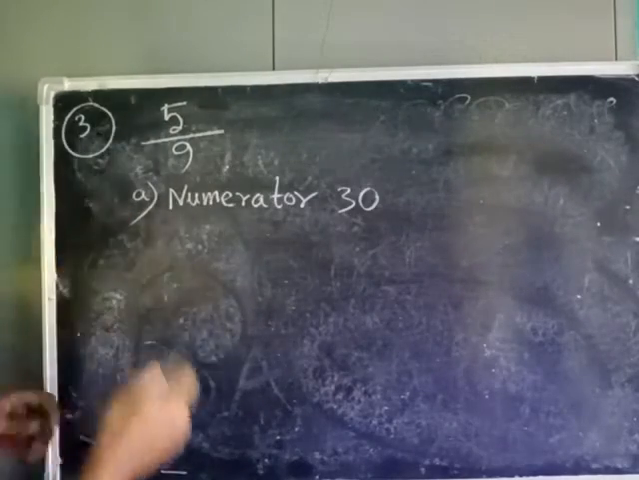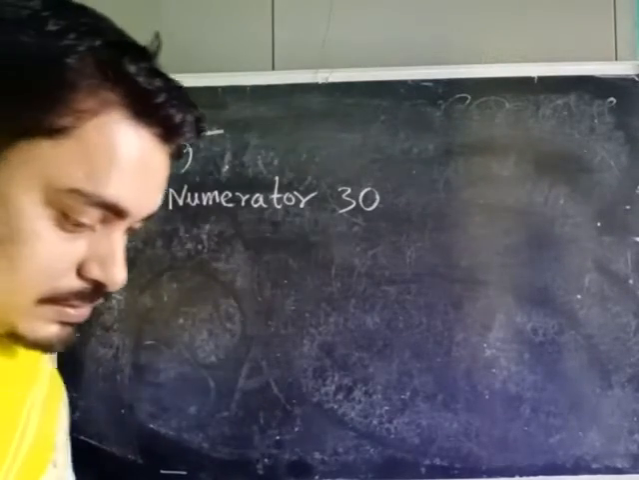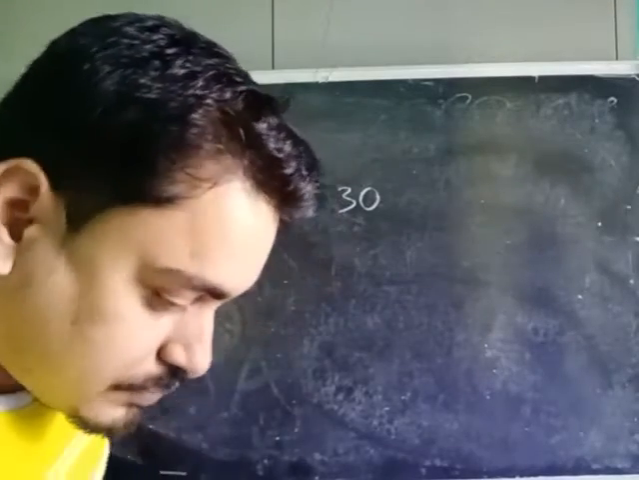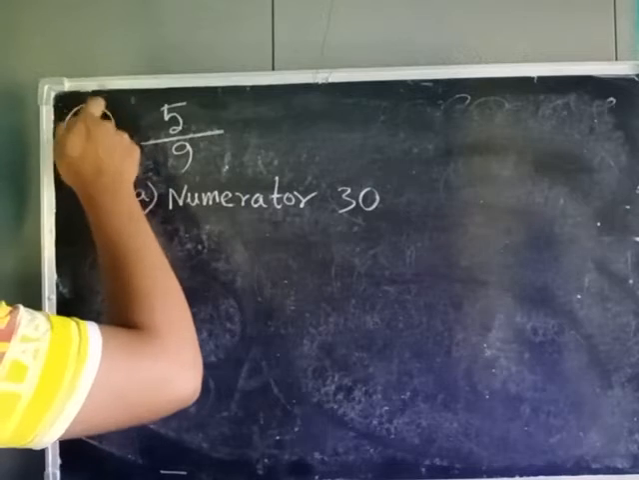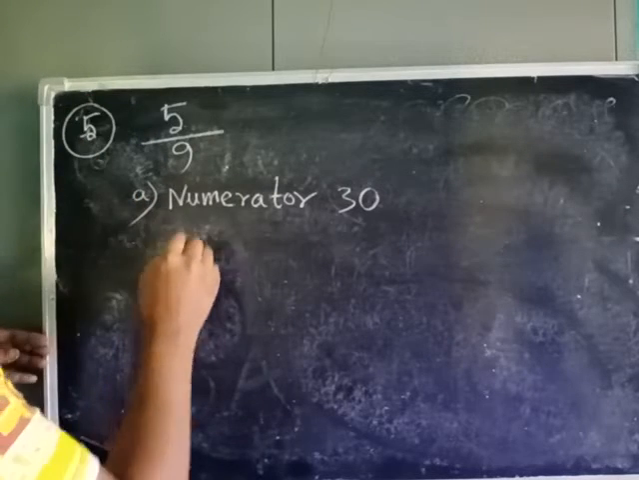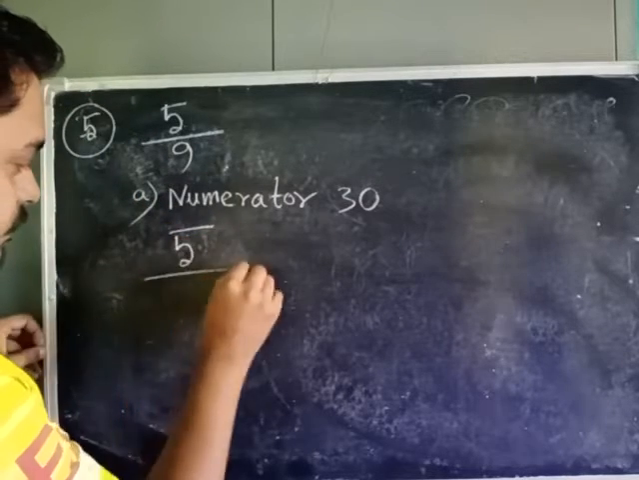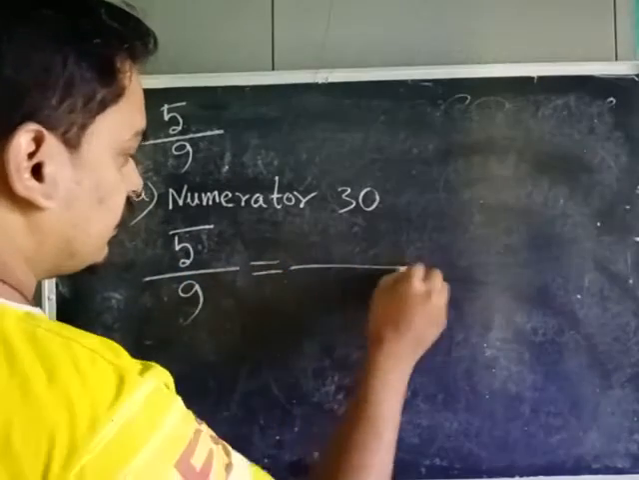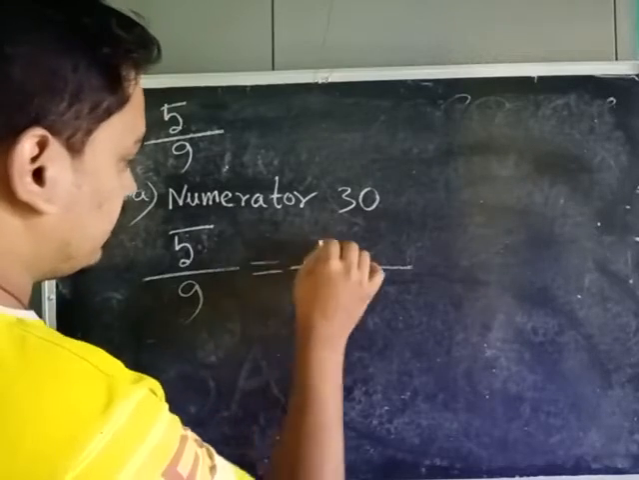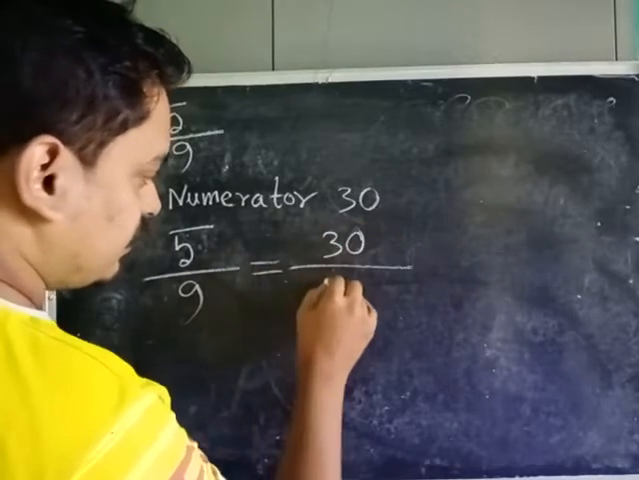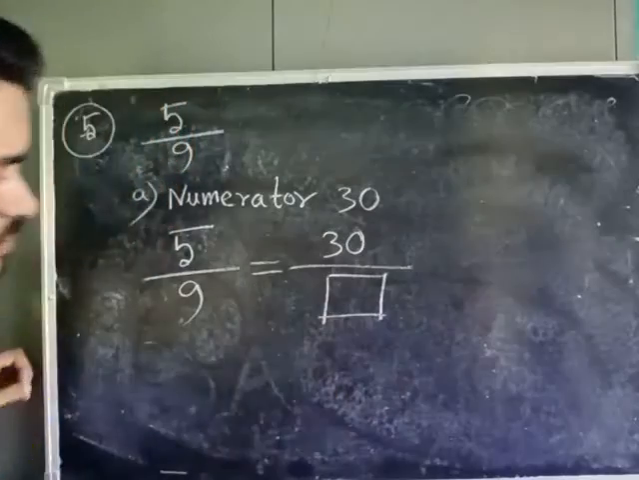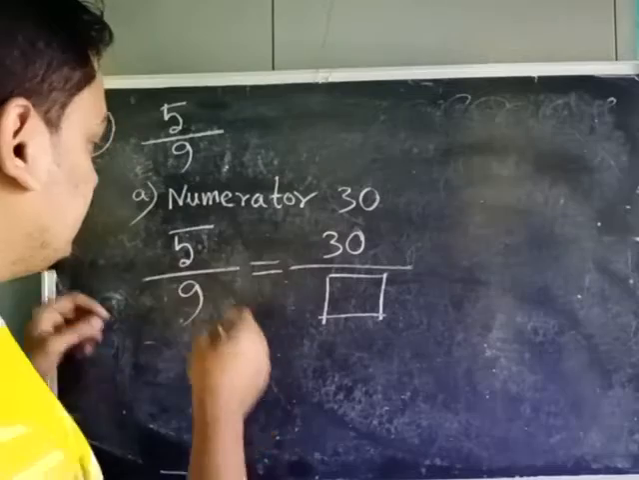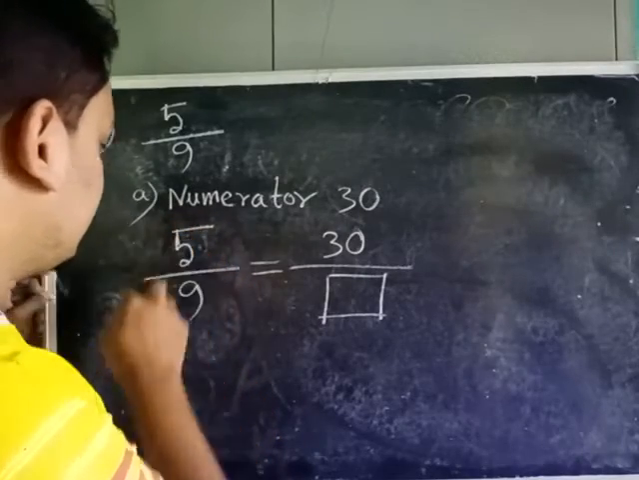So that means if we convert this question, just like we did in question number 3, we can do it this way. 5 by 9. Which one is the numerator? Definitely this one is the numerator. We have to find a fraction which has numerator 30. If we have 30 here and nothing downside, we have to find the value of the box. So we have to think which formula should be used here.